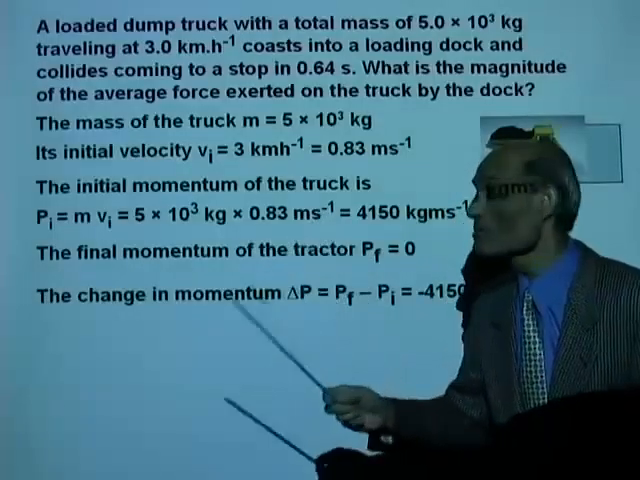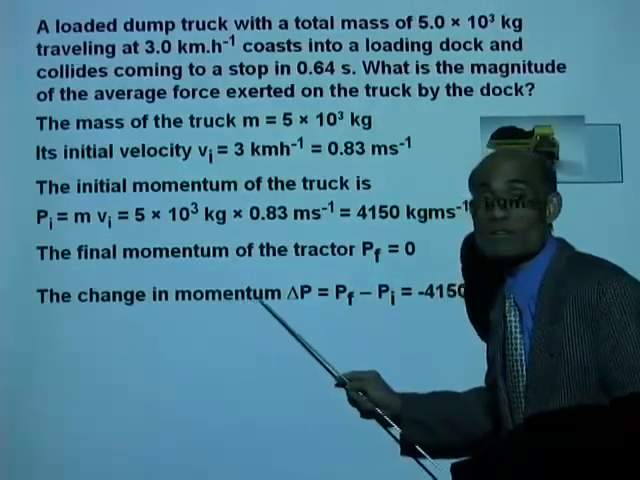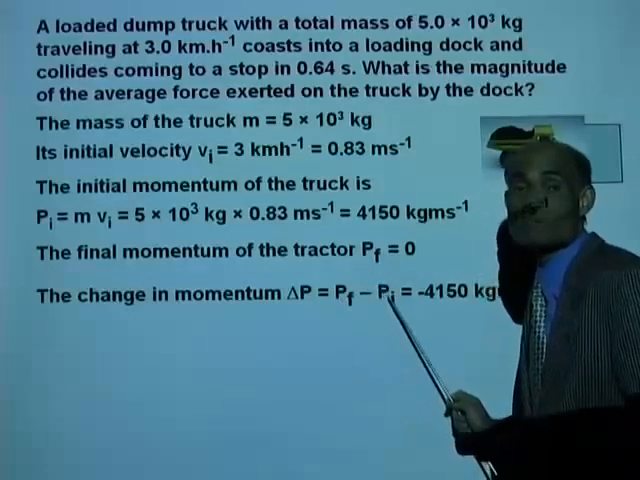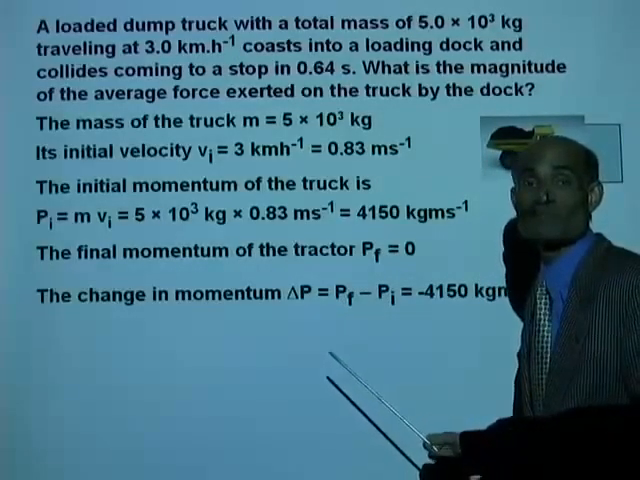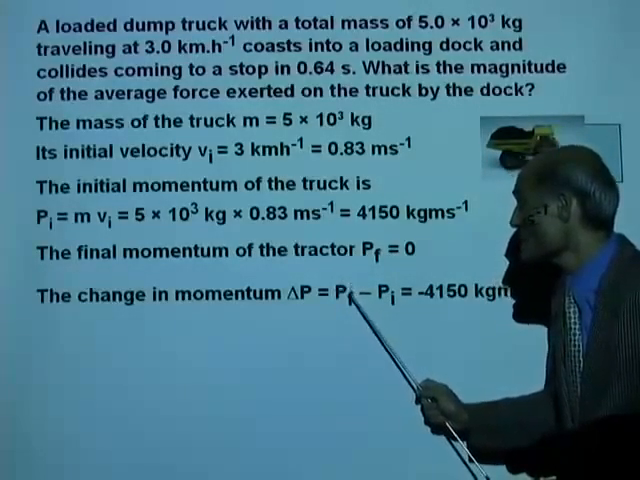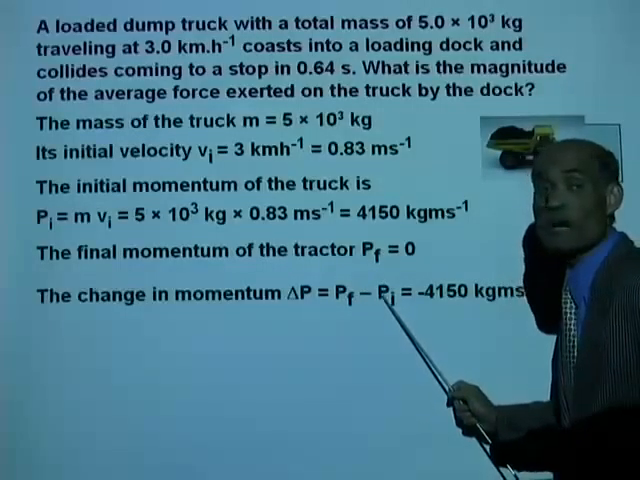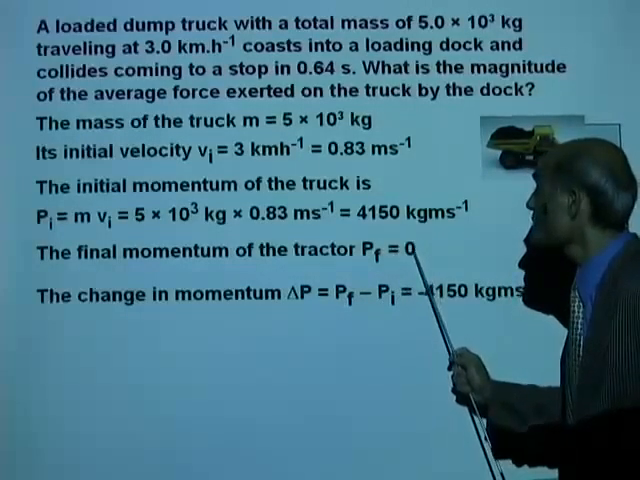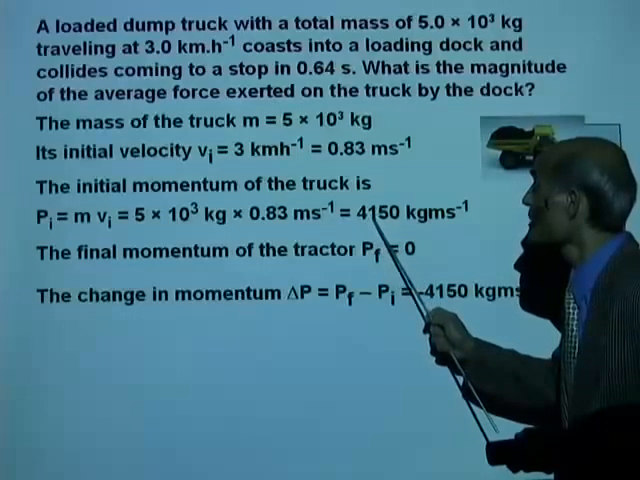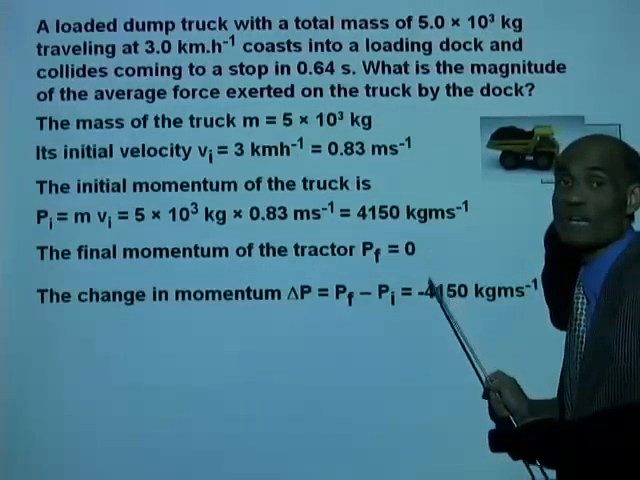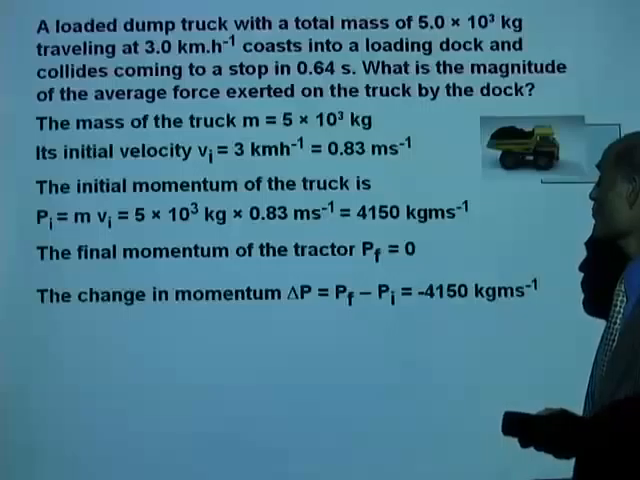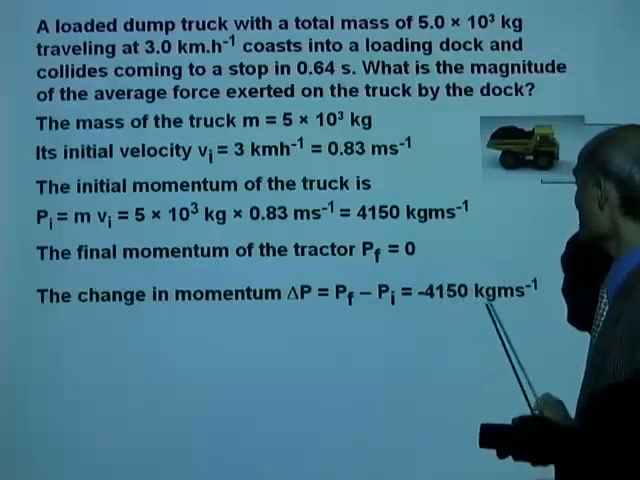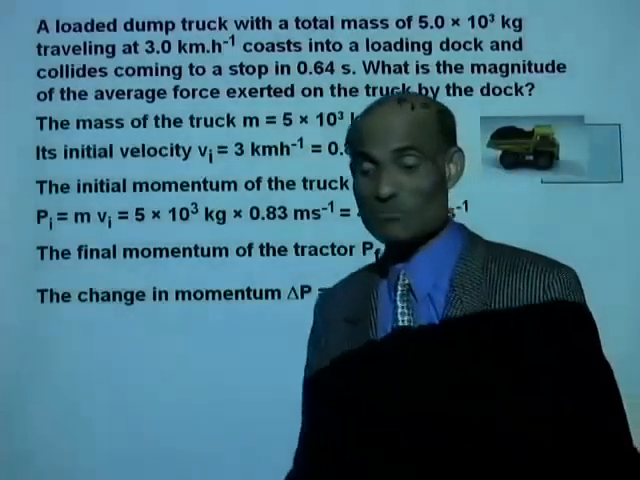What is the change in momentum? Change in momentum is final momentum minus the initial momentum. So delta P is Pf minus Pi. That will be 0 minus 4,150. That is negative 4,150 kilogram meters per second.